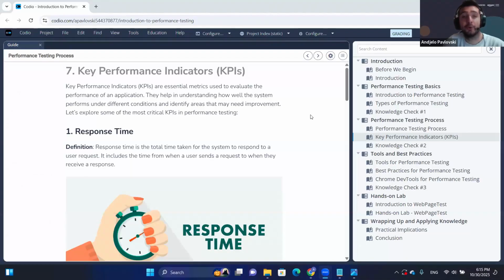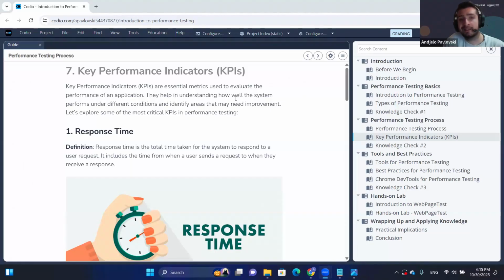Okay, so we went a bit through the performance testing process, and a couple of times throughout the lecture, you might have noticed we were referencing this key performance indicators term a lot. Now, what are KPIs or key performance indicators? They're basically metrics that we use to make sure that the performance of an application is either underperforming or performing as expected.